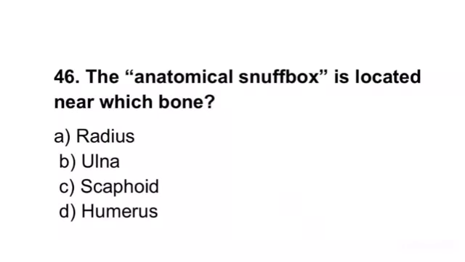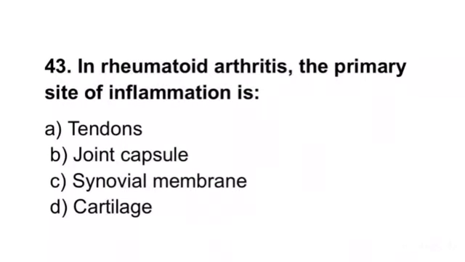45. Which bone is commonly affected in a boxer's fracture? A. First metacarpal. B. Fifth metacarpal. C. Radius. D. Ulna. Answer, B. Fifth metacarpal.